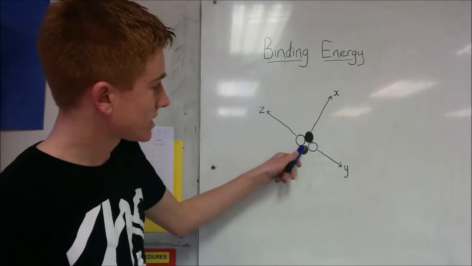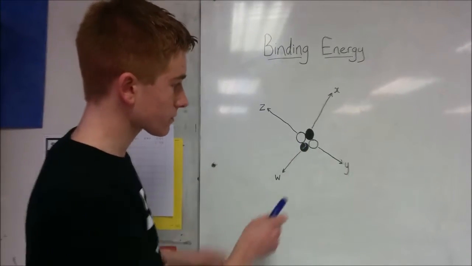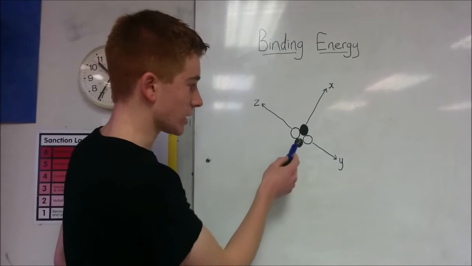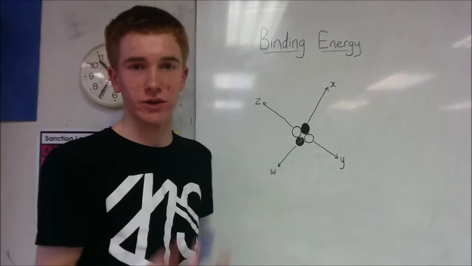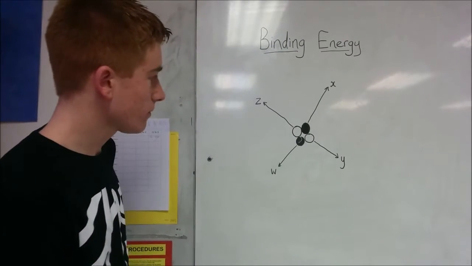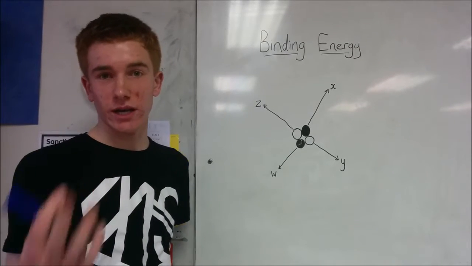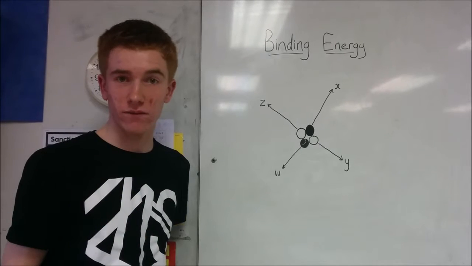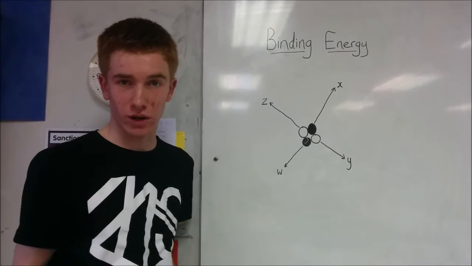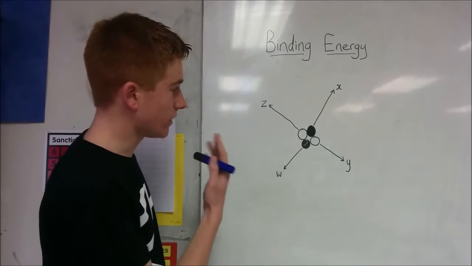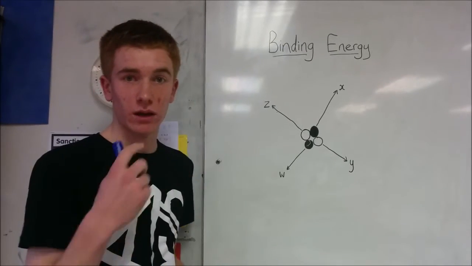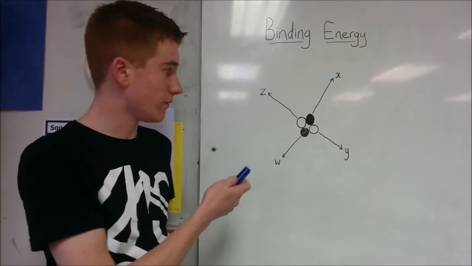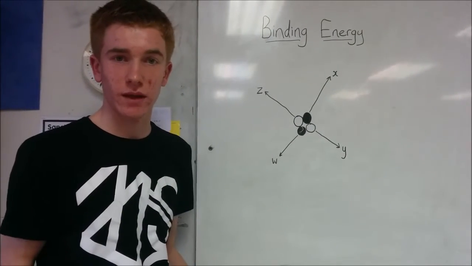If you were to separate these protons and neutrons, the potential energy increases as you move further away from the nucleus. So, in the equation E equals mc squared, if the potential energy increases, the mass of the nucleons will also increase. Hence, the mass of the separated constituent nucleons is greater than the mass of the nucleus itself.